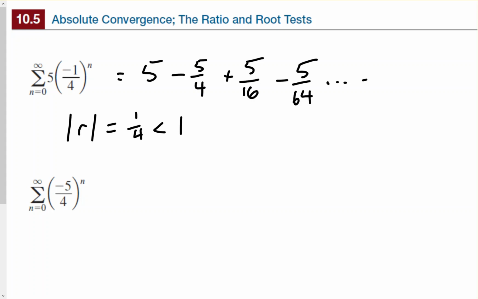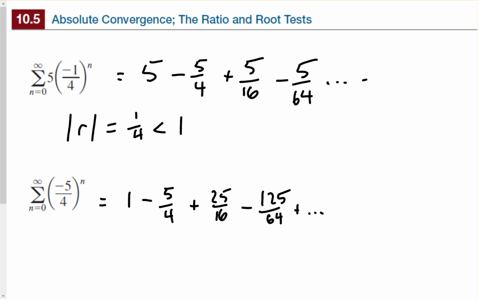Okay. If we look at the series in the bottom, negative 5/4 to the n. If we have n is 0, first term is 1. When n is 1, we have minus 5/4. When n is 2, we have positive, that's squared, so 25/16. When n is 3, that would be a negative 125/64. And this will continue like this.